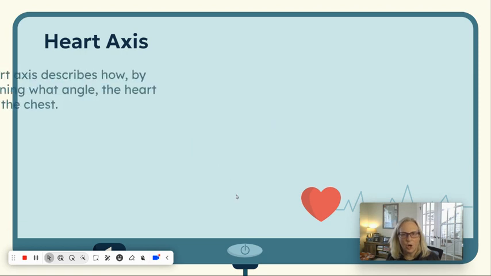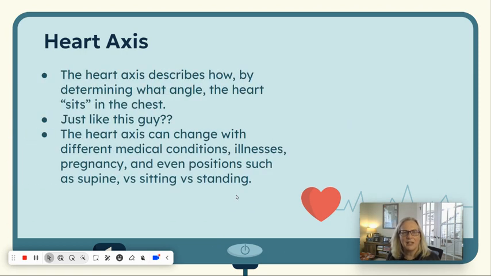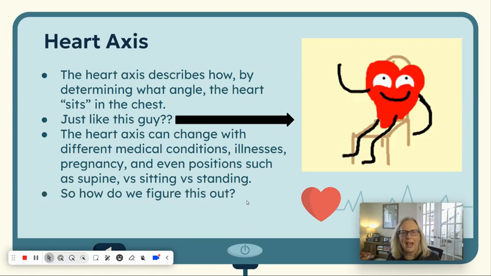So what is heart axis anyway? Heart axis is the angle at which the heart sits in the chest. Just like this guy, how it sits in the chest. Get it? My sense of humor.